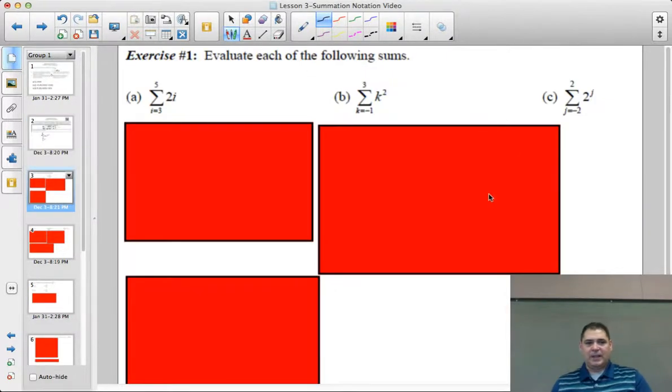All right, let's take a look at exercise 1. What this is saying is you have a lower limit of 3, an upper limit of 5, and here's your expression that you want to evaluate. You're going to evaluate it for 3, for 4, and for 5. Then you're going to take all 3 of those and add them together. So let's see what I did for this problem.